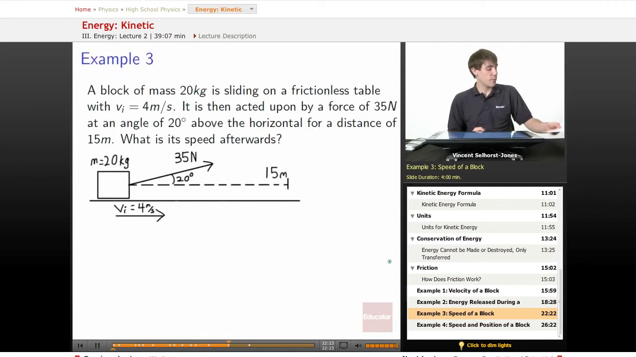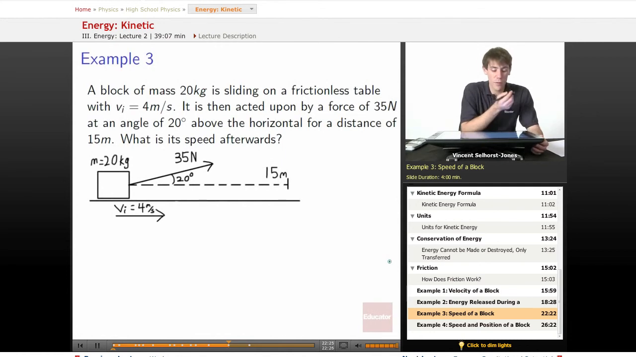All right, example 3. What if we've got a block of mass 20 kilograms, once again sliding on a frictionless table, no air resistance, nothing like that. So it's just about the energy being put into it, with v_i equals 4 meters per second. It starts off with a velocity of 4 meters per second, and then is acted upon by a force of 35 newtons at an angle of 20 degrees above the horizontal for a distance of 15 meters.